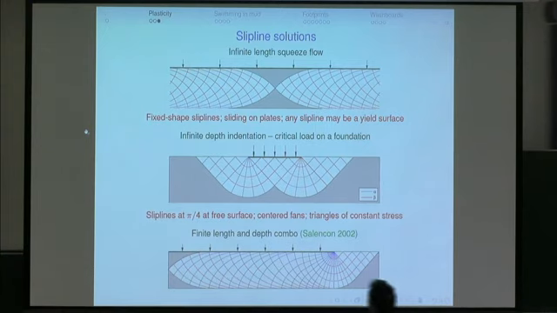Okay, so those are Prandtl's two solutions. There was an intermediate solution that was written down by Salençon in 2002, 80-odd years later.